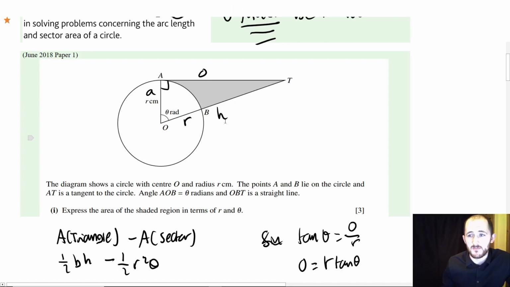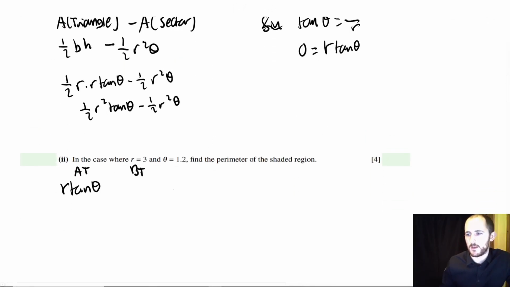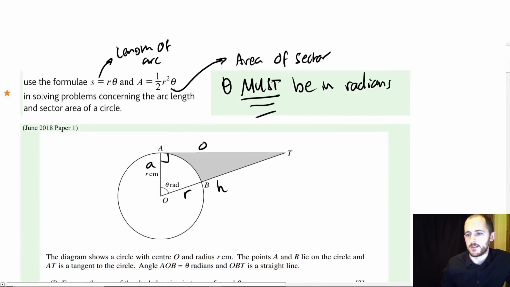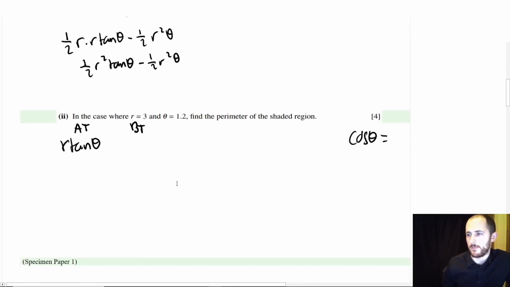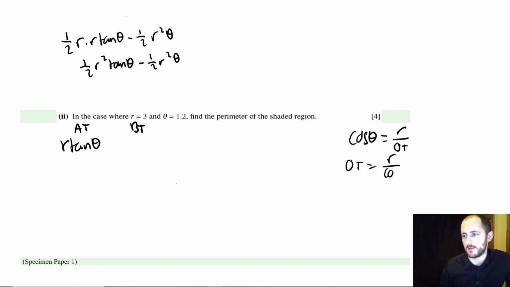Up to you, really. But let's think, what would be easiest? Let's use trigonometry. So we have cos theta equals adjacent, which is r, over, it's not BT, it's OT. So then OT is equal to r over cos theta. So BT is just going to equal r over cos theta minus r.